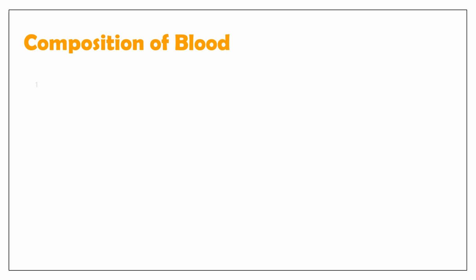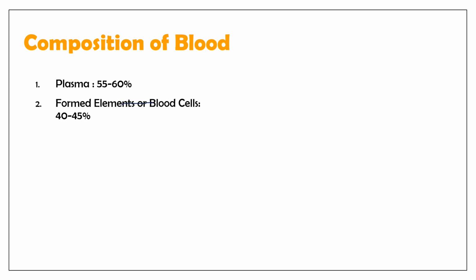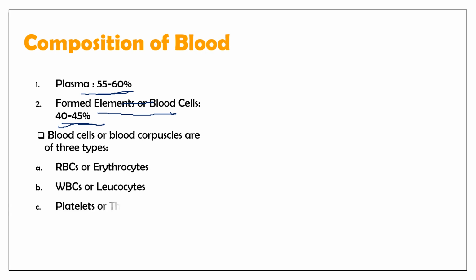So in the previous video we discussed the composition of blood, in which we discussed what plasma is and what its functions are. In today's video, we are going to discuss the formed elements or blood cells, which constitute 40 to 45% of the blood volume. So let's discuss the types of blood cells.